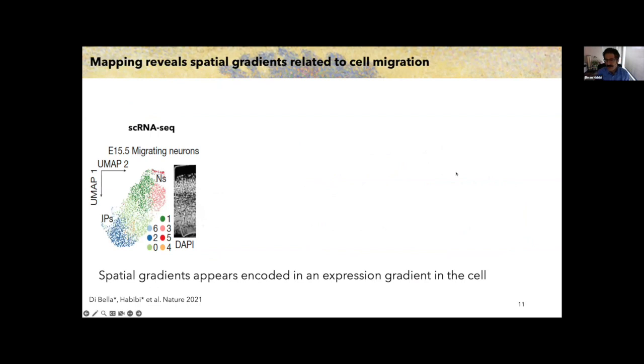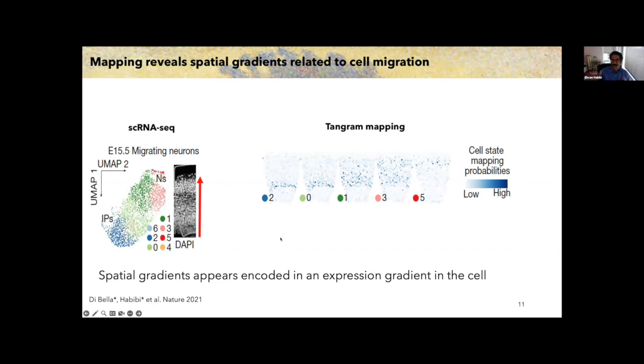One of the interesting observations from this spatial data was migrating neurons, which are transient cell types. Migrating neurons leave the ventricular zone and travel to the cortical plate to reach their destination. And when we look at our single cell data, we see there is a heterogeneous population with several distinguishing clusters. And we used Tangram to map them back to their topographic place.